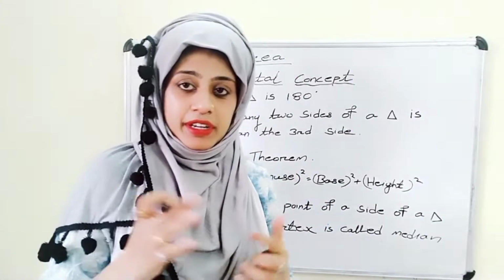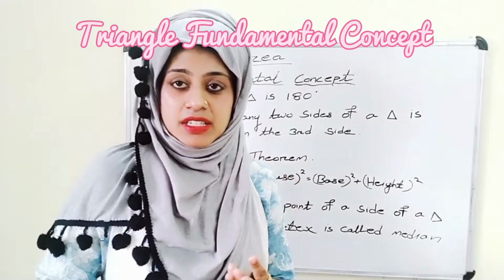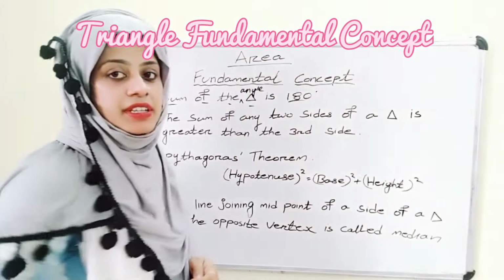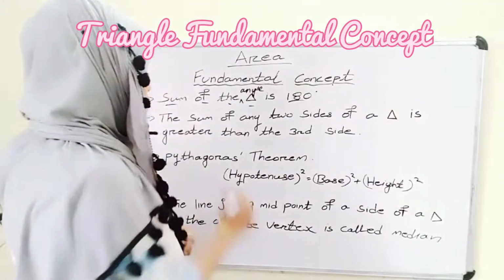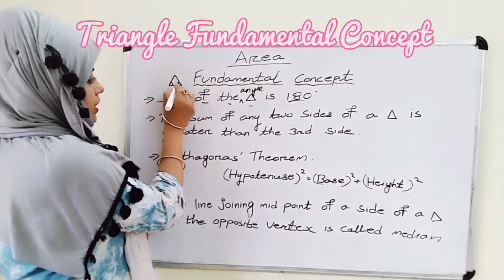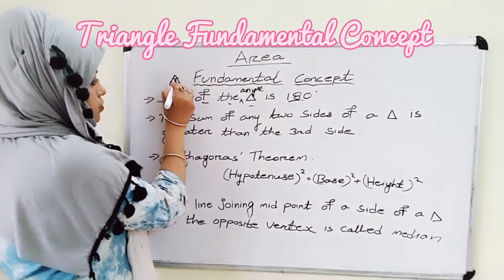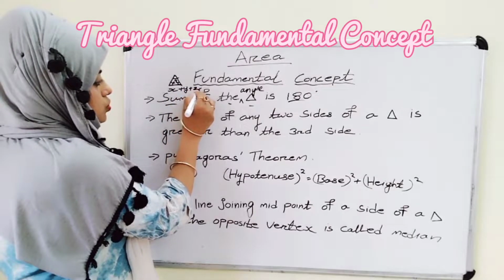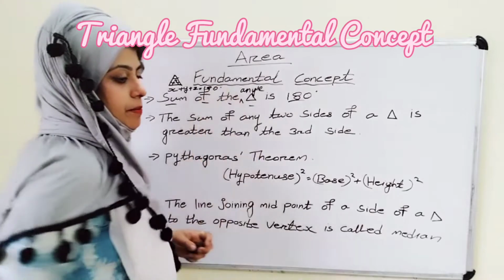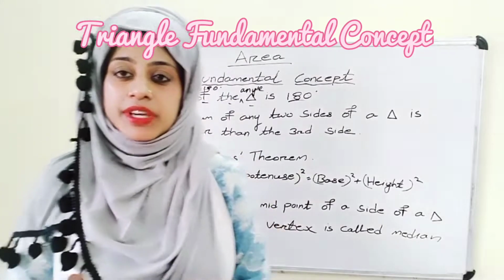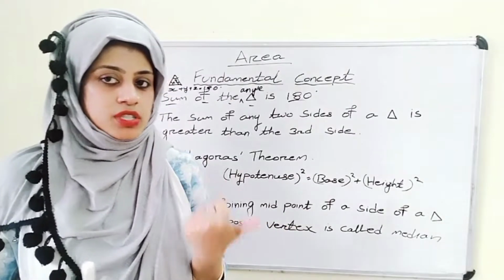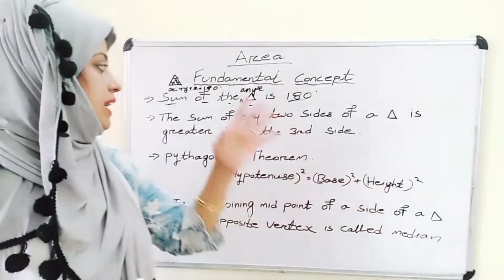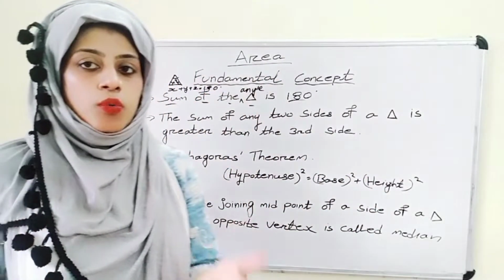In a triangle there are three angles, and the sum of the angles of a triangle is 180 degrees. Suppose the angles are x, y, and z. Then x plus y plus z must equal 180 degrees. By this concept we can find the missing angle that is not given, by applying the sum of the three angles equals 180 degrees.